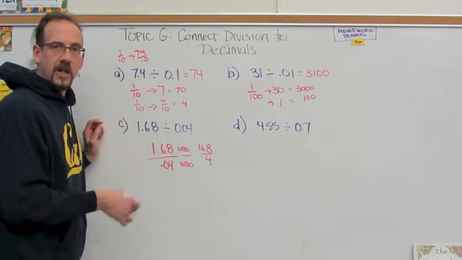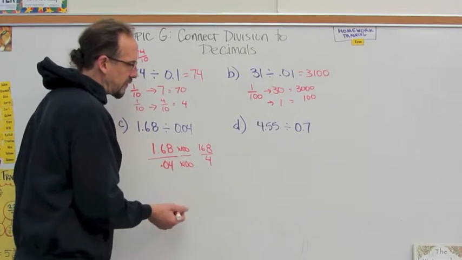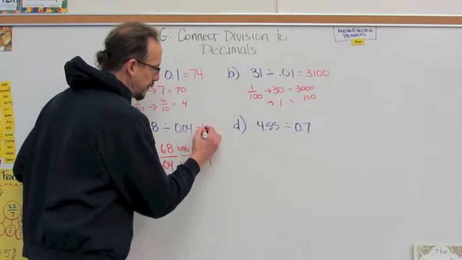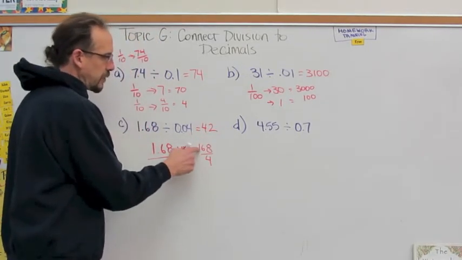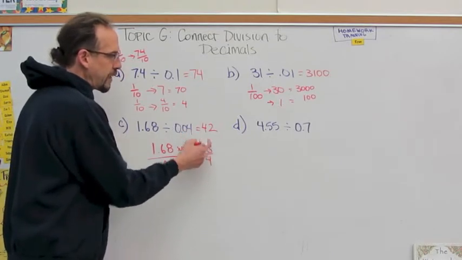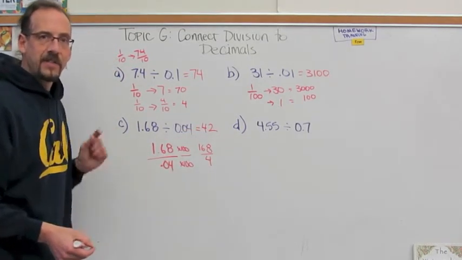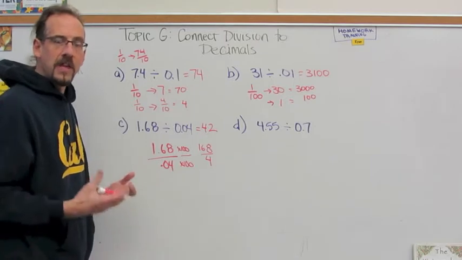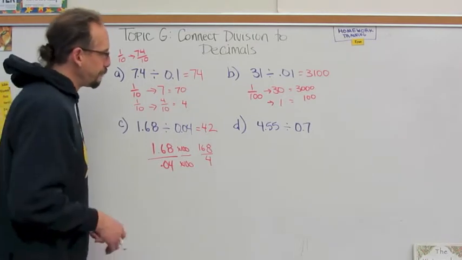And now it's a fraction I can easily divide. 168 divided by 4 would equal 42, because 160 divided by 4 is 40, and 8 divided by 4 is 2. Again, this idea of decomposition, helping kids to think through problems in their head.